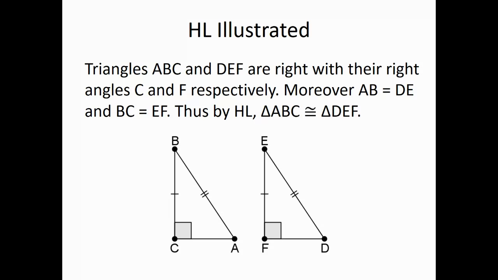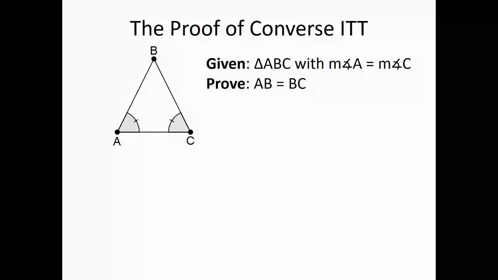And let me continue. The legs BC and EF are equal, then it follows by hypotenuse leg that the triangles are congruent. So again, if I have two right triangles with equal hypotenuses and a pair of equal legs, then those triangles must be congruent.